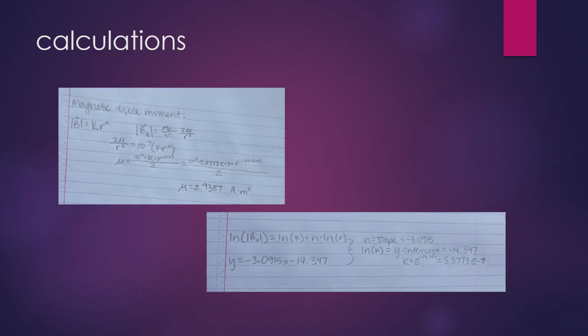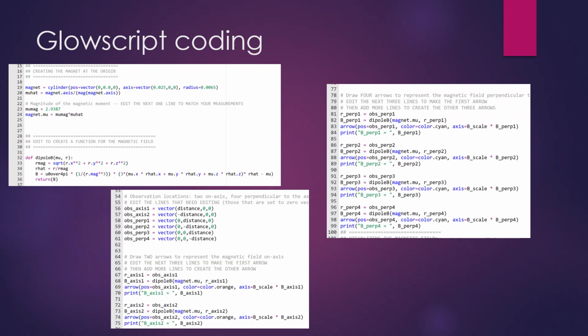All right, and then moving on to our coding section. Before we get started with that, there were a couple more values that I needed to calculate and figure out before we moved on. That being the n value, the natural log of k value, and the magnetic dipole moment. In these pictures, you can see how I calculated those and found them. Now that we have those calculated values, we can move on to our GlowScript code.